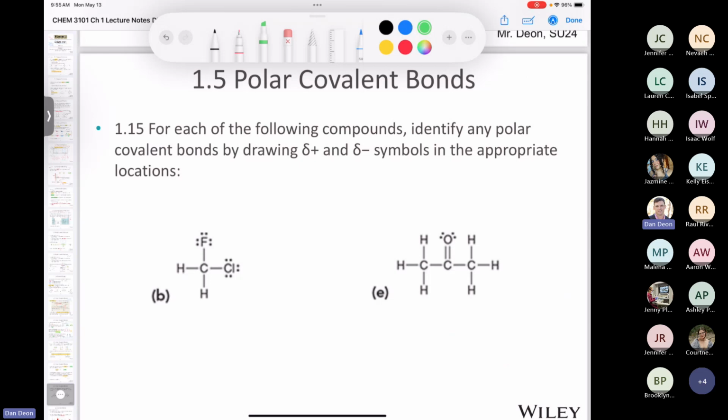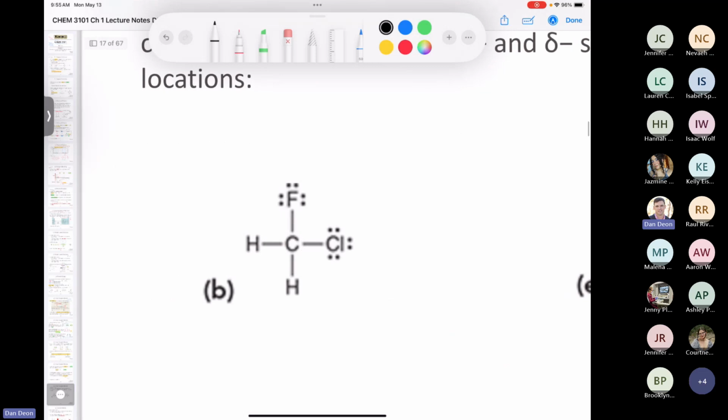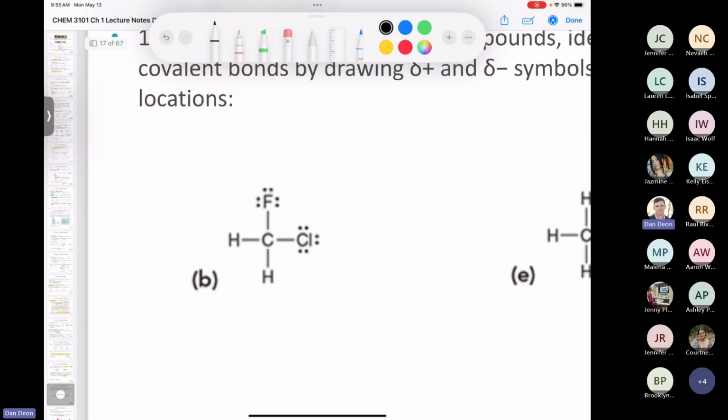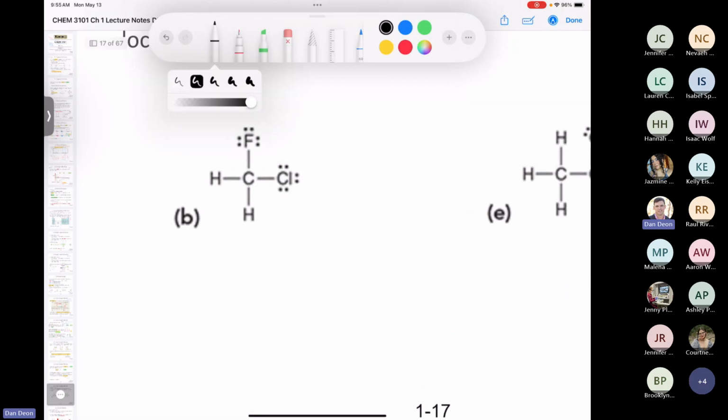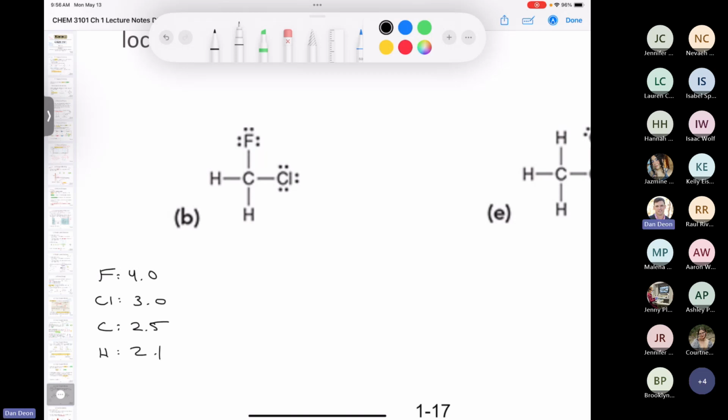All right. So now that we've got some idea as far as differences in electronegativities go, and we're aware of what a delta positive and delta negative symbol is. Remember, the delta just means partially. Okay, we're going to see if we can scribble in some delta negatives and delta positives on these two compounds. So let's start with this one here, B. We've got fluorine, chlorine, and carbon and hydrogen. What I'm going to do is write down the electronegativities of all of them because I don't figure that you've got them all memorized right away. So fluorine is 4.0, chlorine is 3.0, carbon is 2.5, and I know you have hydrogen memorized as 2.1.